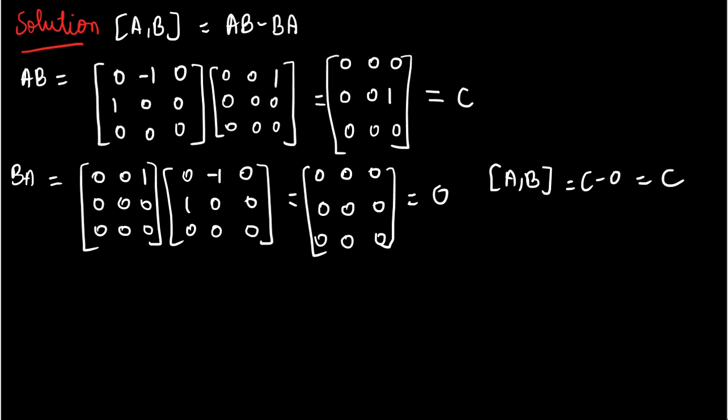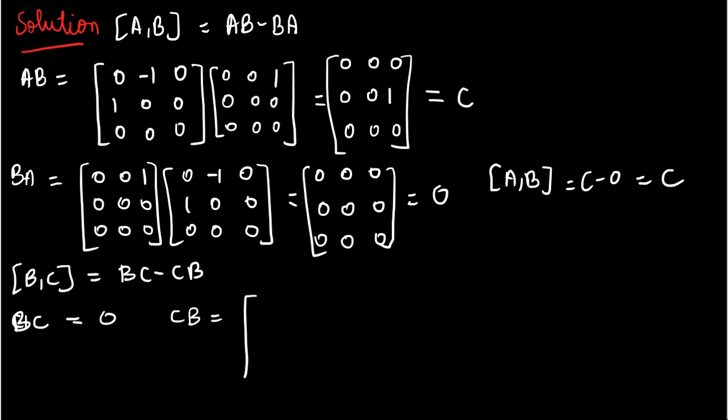Okay, so now we have to find the other commutation relation, which is [B, C]. You can write that as BC minus CB. So now when you find BC, it is going to be equal to 0, and CB is also going to be 0.